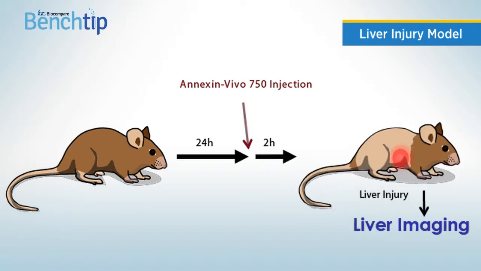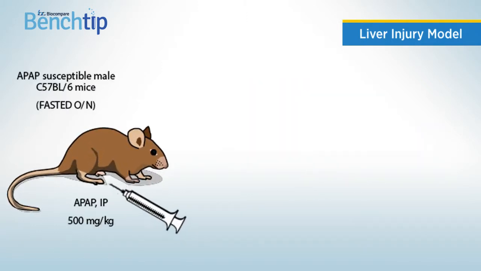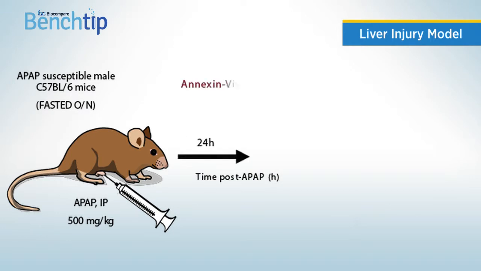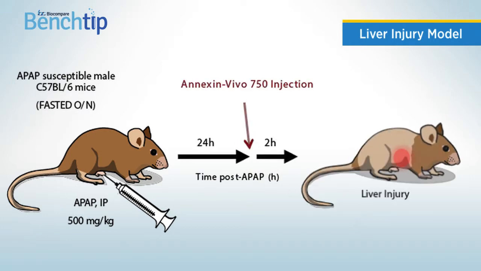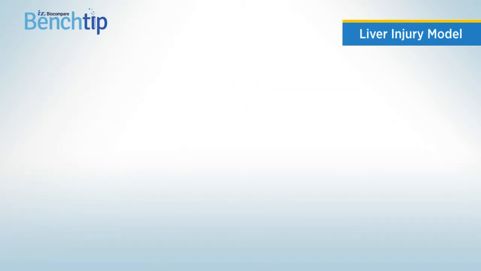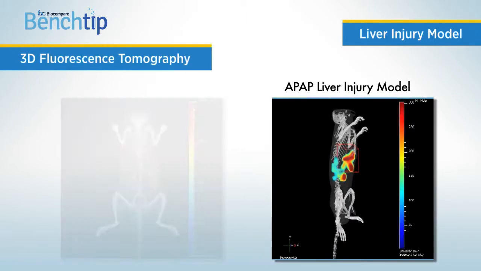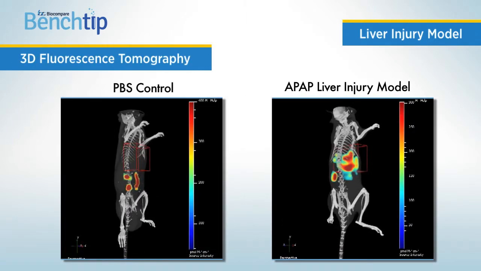Acetaminophen, or APAP, is well characterized as a drug that can cause significant liver injury and cellular death. In this example, liver toxicity was measured in animals that received a single high dose of APAP and were assessed 24 hours later by injecting an annexin-labeled fluorescent imaging agent, followed by imaging the liver. 3D tomographic imaging clearly shows increased signal in the liver regions of APAP mice as compared to controls.